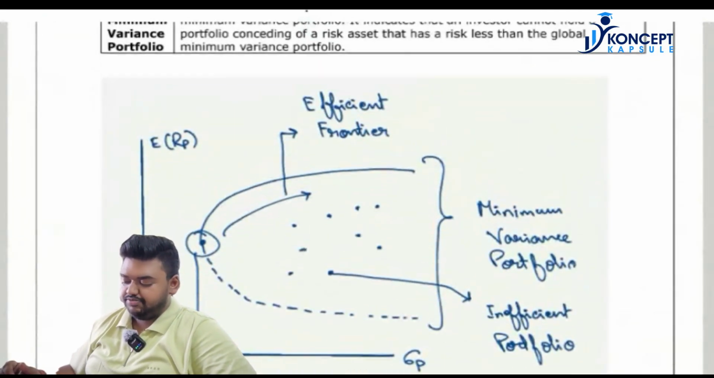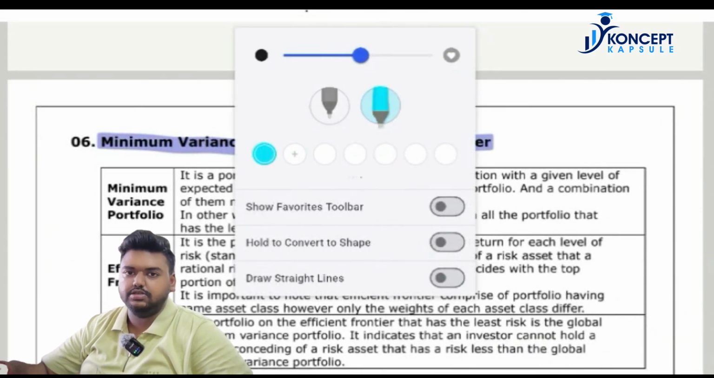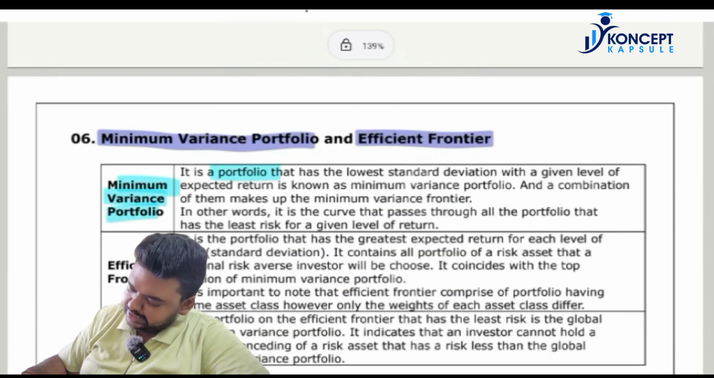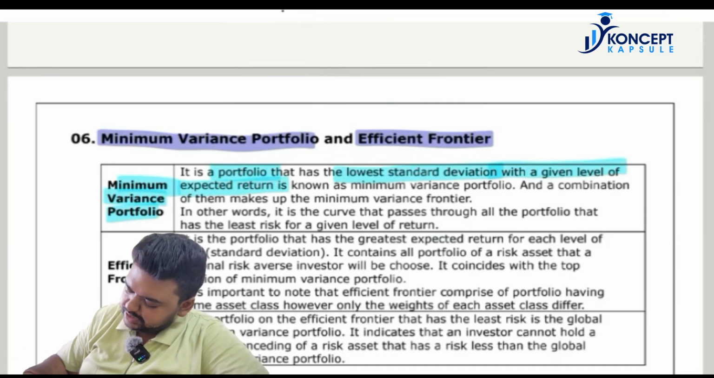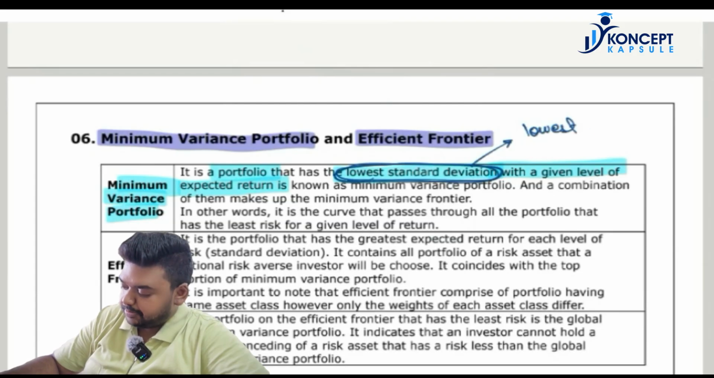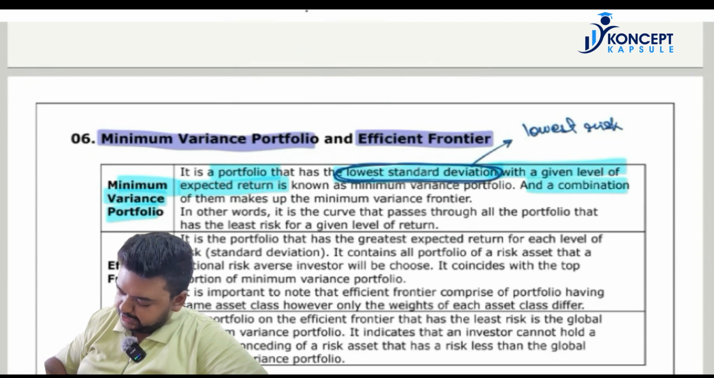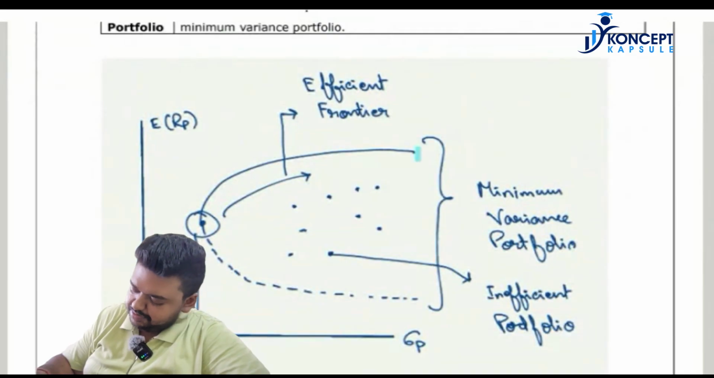See, this is what we have studied. Now we will just read once what we have studied and we are through. This was a small concept. Minimum variance portfolio is the portfolio that has the lowest standard deviation with a given level of expected return. What is lowest standard deviation? Lowest standard deviation is nothing but lowest risk. And a combination of them makes up the minimum variance frontier. What is minimum variance frontier? This is the minimum variance frontier.